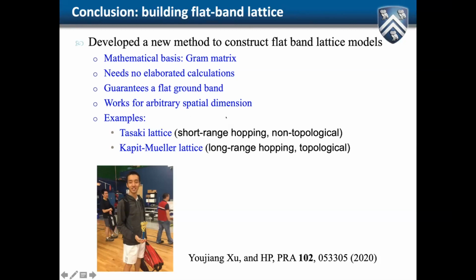One example is short-range hopping, but it's a non-topological system. And the second example contains long-range hopping, but the hopping amplitude decays proportionally, and gives the standard Landau level states. It's a topological model.